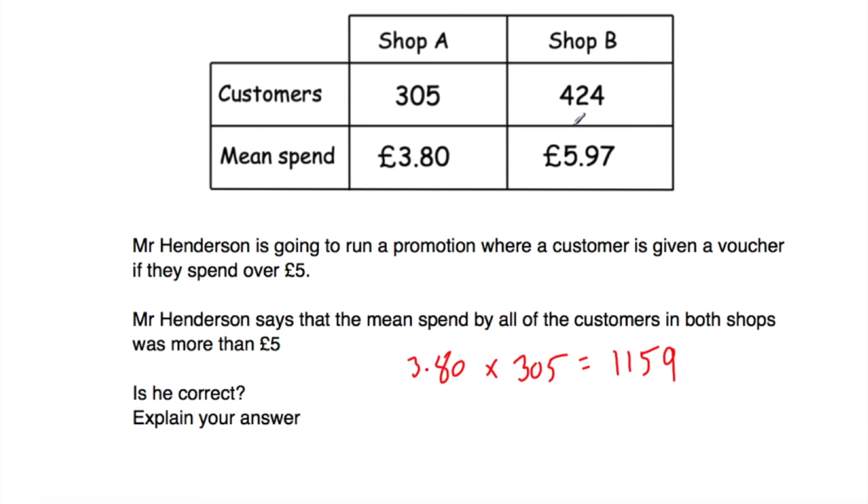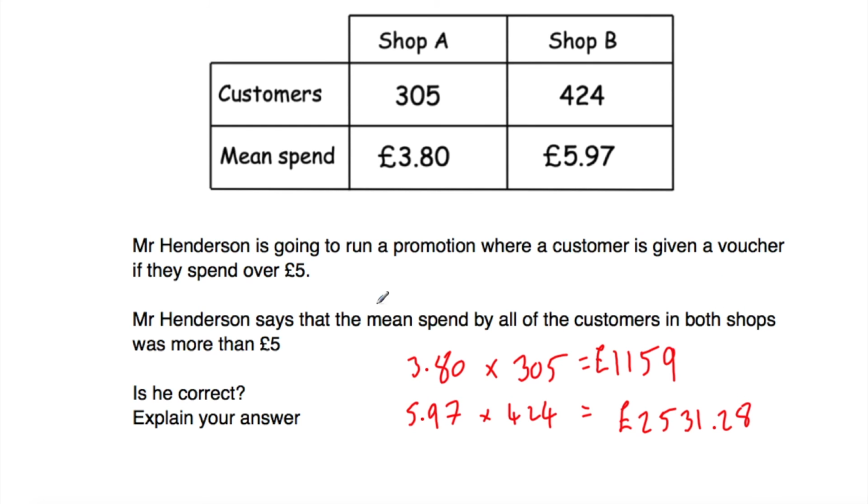In shop B, the mean amount of money spent was £5.97. That means that if you added up all the amounts of money spent by all 424 customers and divide by 424, that's equal to £5.97. So if we take the £5.97 and multiply that by 424, that'll tell us the total amount of money spent in shop B. So £5.97 multiplied by 424 is equal to £2,531.28.